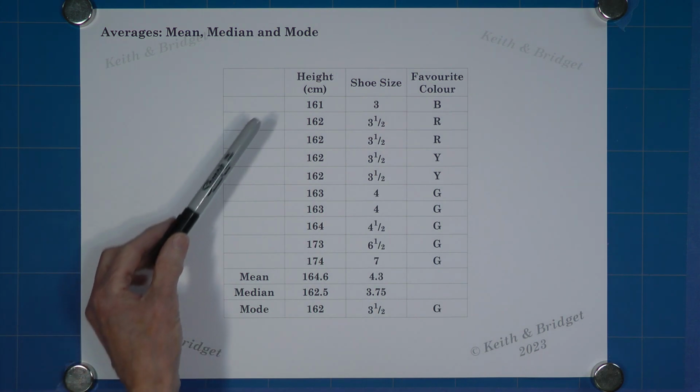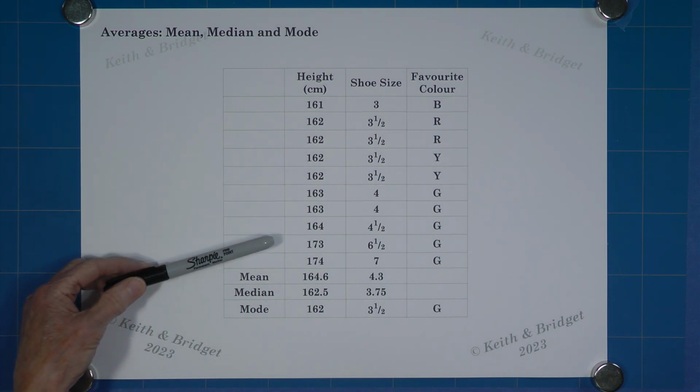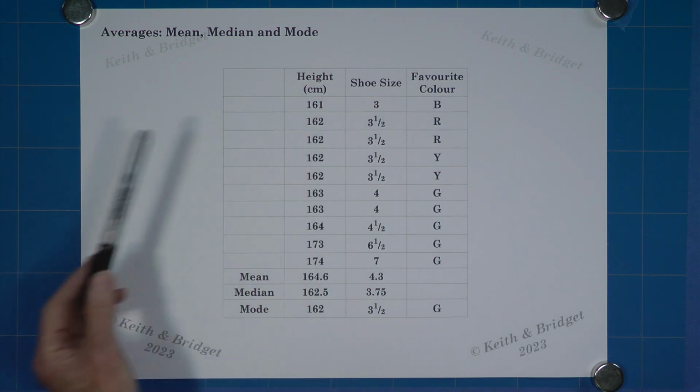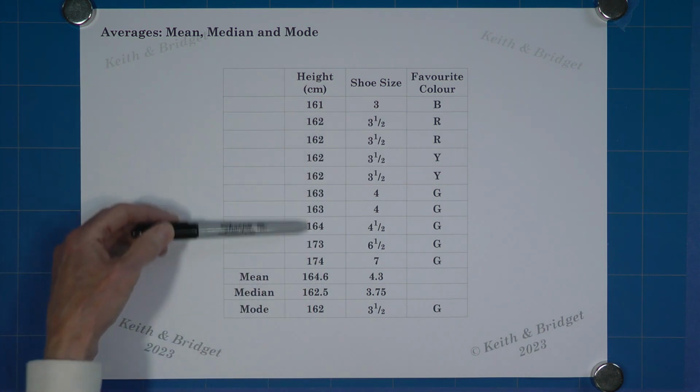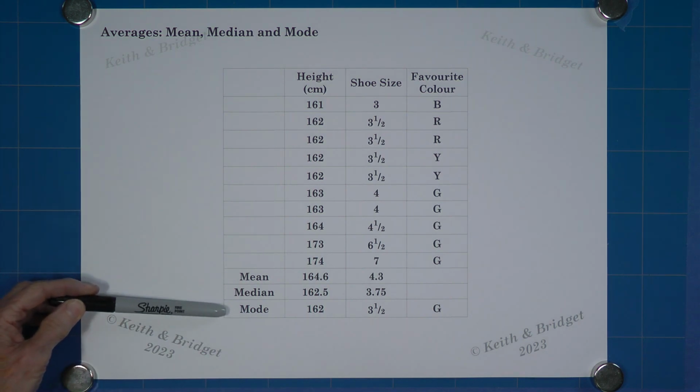Bear in mind that I have taken each column and rearranged it in order, in numerical order, or grouped it together so that each row doesn't actually reflect one particular girl. Okay. So we've got our heights in order, then our shoe sizes and so on. Okay. Let's deal with height first of all and look at the three different averages.